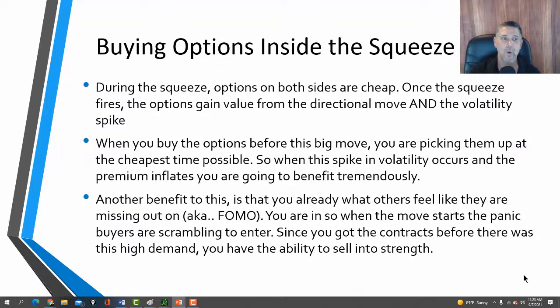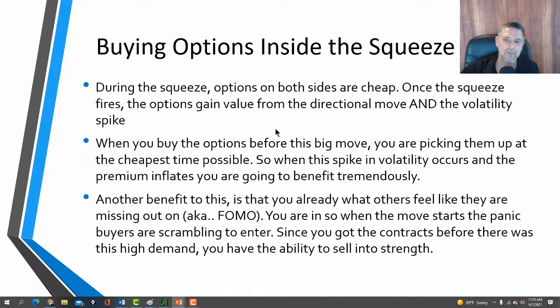We just talked about that. Once the squeeze fires, it releases that energy, and the options gain value from the move and the volatility spike. So if I am in a squeeze, let's say the trend is up, I buy a call option when it's cheapest because it's in a squeeze. That squeeze fires, I'm going to take advantage of that directional explosion, again, assuming it fires in our direction, and then the volatility spikes. Because remember, volatility is at its quietest, bam, it explodes, it inflates the options, we make money, right? We just have to pick the direction, right?